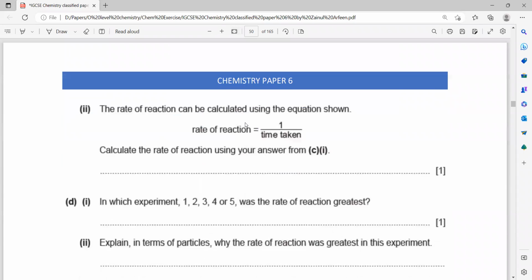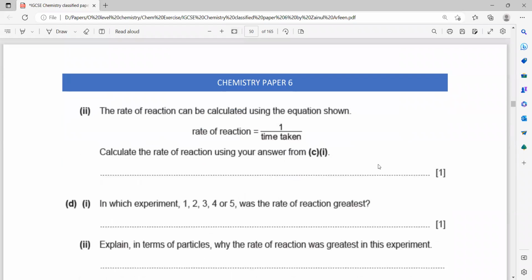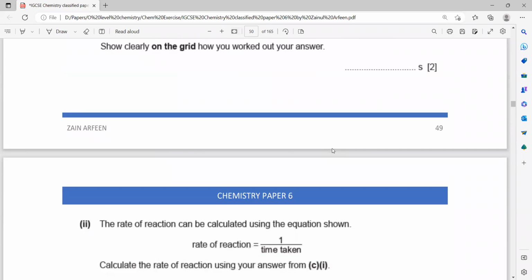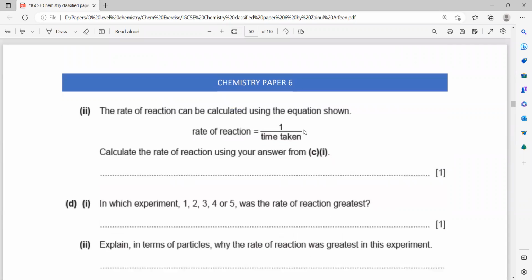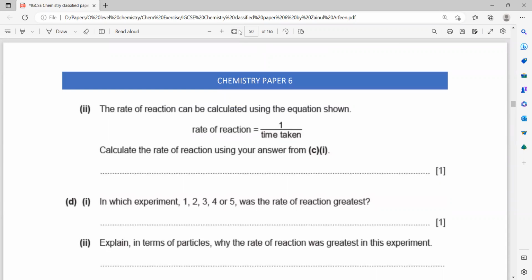The next: the rate of a reaction can be calculated using an equation as shown. Calculate the rate of the reaction using your answer for C1. Our answer for C1 was 108, so the rate is 1 over C1. So 1 divided by 108. What's the answer? 1 divided by 108 equals 0.00925, so 0.00925 per second.